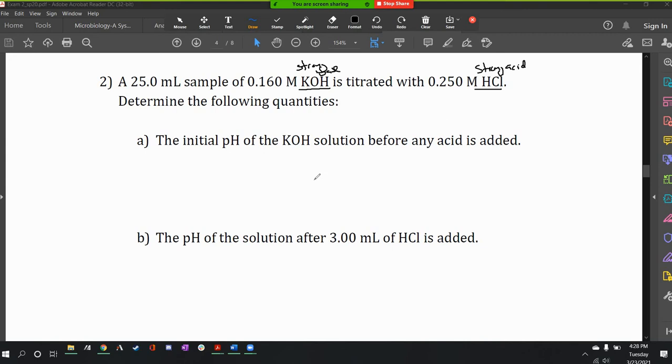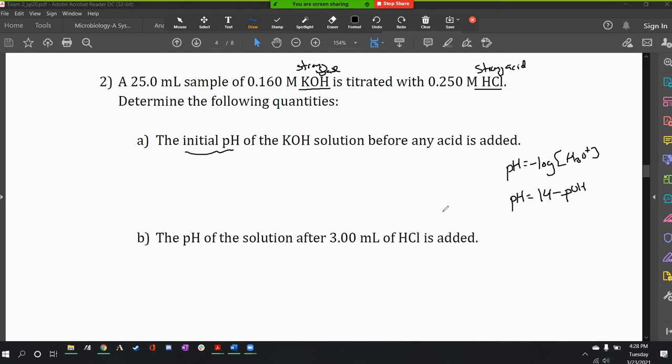Okay, so the initial pH of the KOH solution before any acid is added. All right, so if you didn't even know where to begin on this question, you can sometimes work backwards to find your answer. So they're saying find the initial pH. Okay, well, what is pH? I'm just going to spill everything I know about pH. pH can be found by taking the negative log of the concentration of hydronium. That's one way to find the pH. Another way is that pH equals 14 minus the pOH.